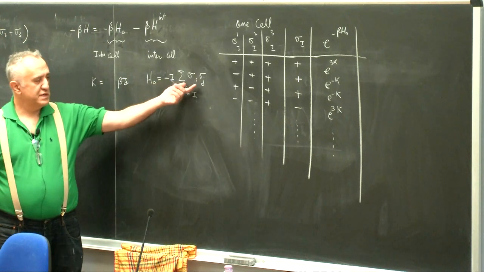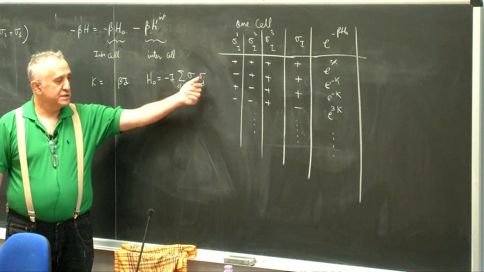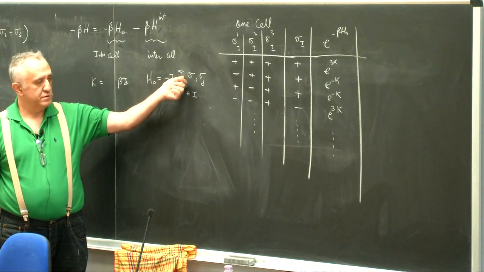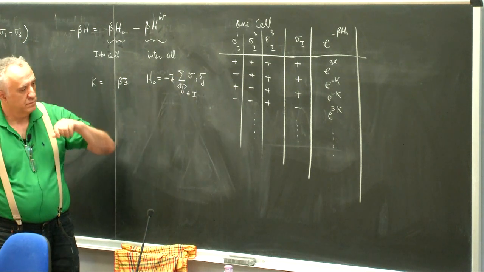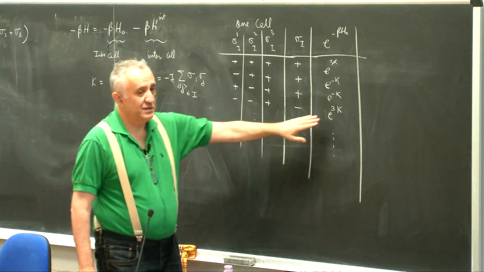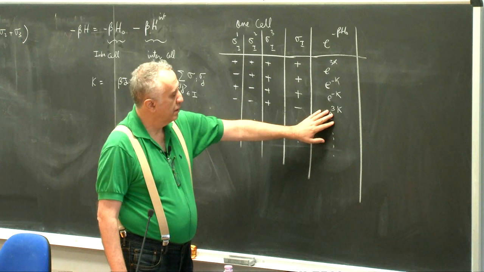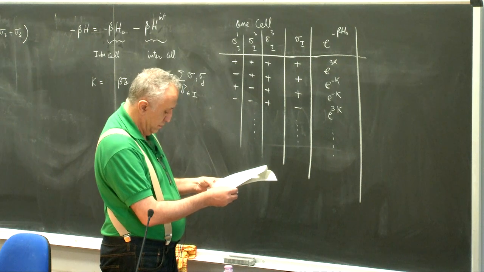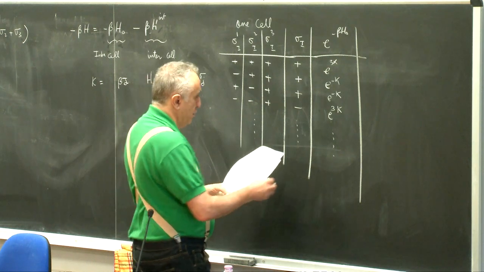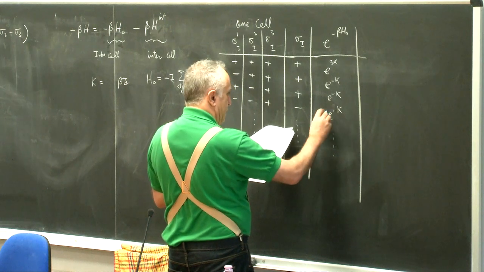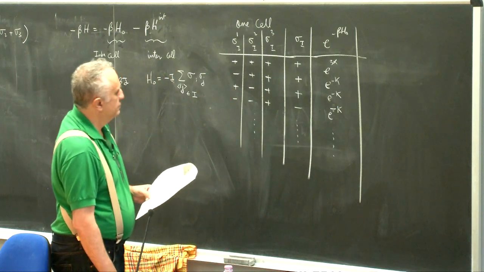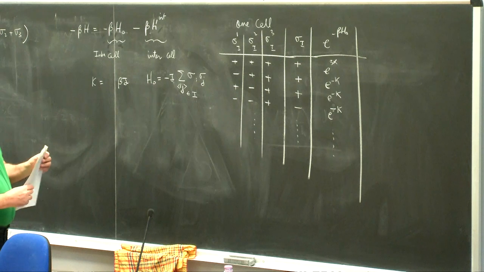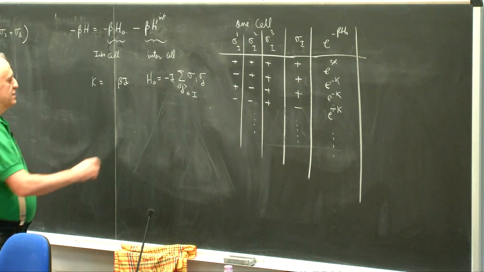So H0 is a sum of neighboring spins, but I am only keeping spins within the same cell, so it's not all of the spins. Shahin, last line is incorrect. Last line is what? Yeah, 3k cannot be... right. You are right. This is minus k. And so on.